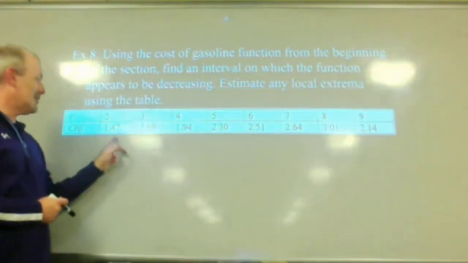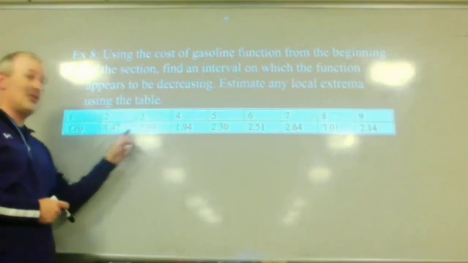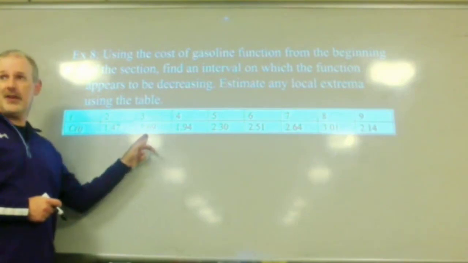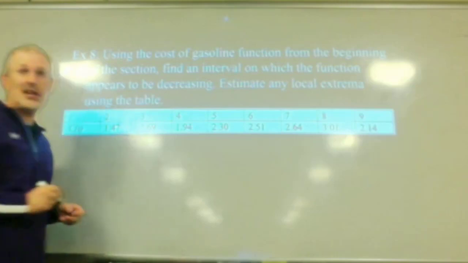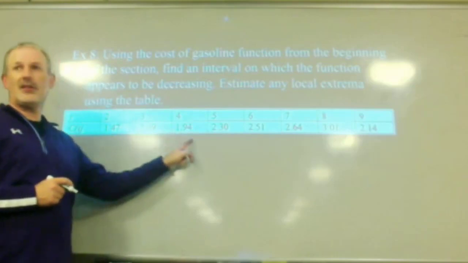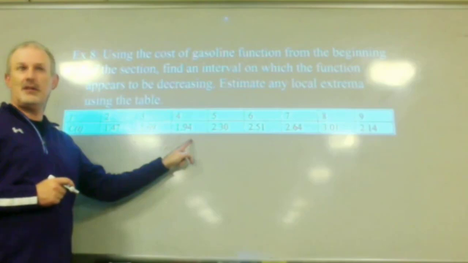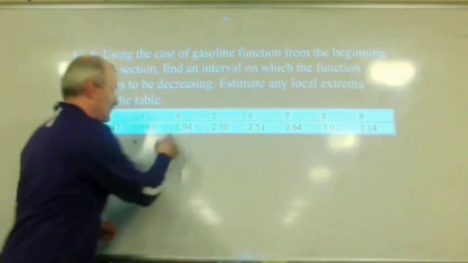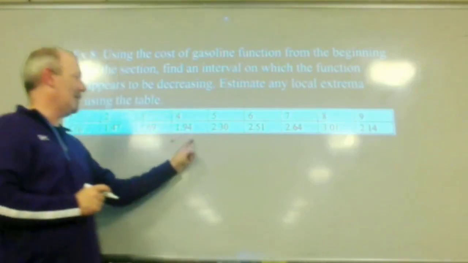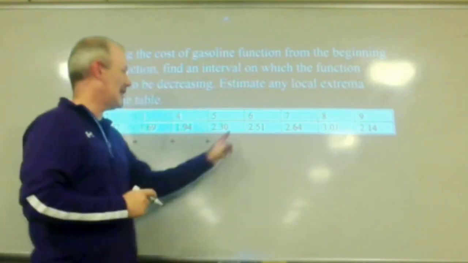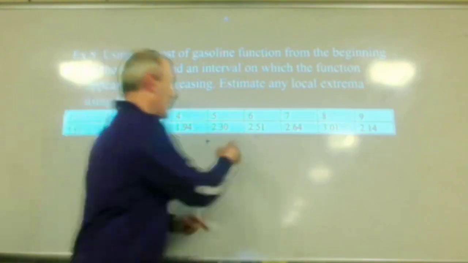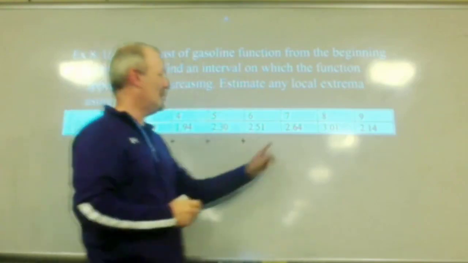Is the cost increasing or decreasing when we go from 2 to 3? Increasing, right? It's going up. So we're going to say that's a positive rate of change. How about from here to here? Increasing or decreasing? Increasing. Goes up to 194. How about from here to here? Increasing again. So positive rate of change. How about from here to here? Increasing. Up to 2.51. How about from here to here?